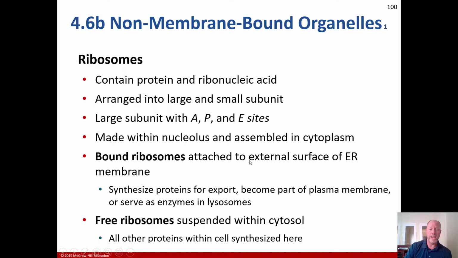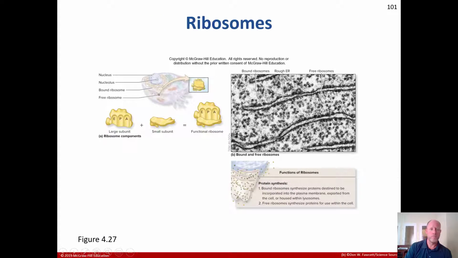Bound ribosomes are attached to the external surface of the ER membrane. They synthesize proteins for export. These become part of the plasma membrane, and they serve as enzymes within lysosomes. Whereas free ribosomes are suspended within the cytosol itself. All the proteins within the cell are synthesized here. So here we can see the ribosomes, the large subunit, the EPA sites there, joining the small subunit to form the functional ribosome.